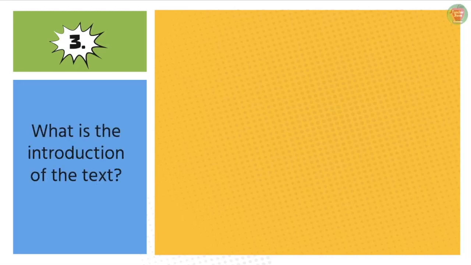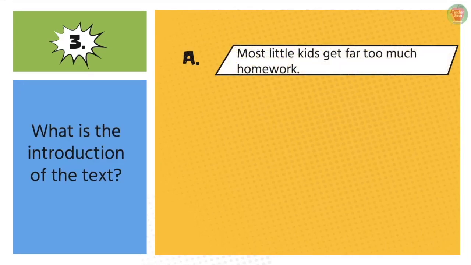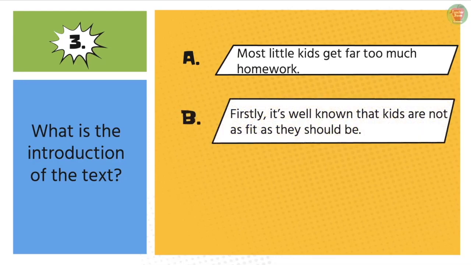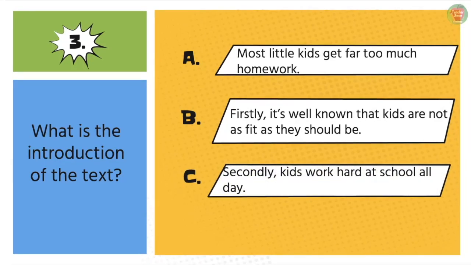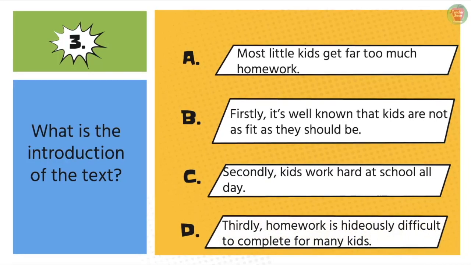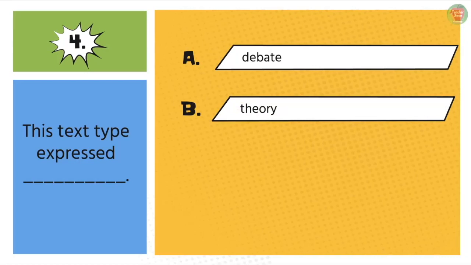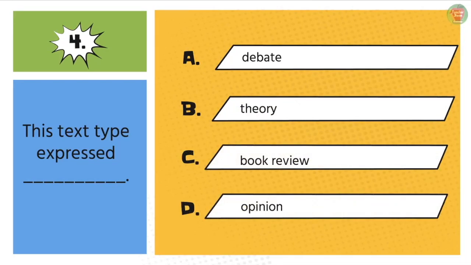Three. What is the introduction of the text? A. Most little kids get far too much homework. B. Firstly, it's well known that kids are not as fit as they should be. C. Secondly, kids work hard at school all day. D. Thirdly, homework is hugely difficult to complete for many kids. Four. This text type expressed A. Debate, B. Theory, C. Book review, D. Opinion.